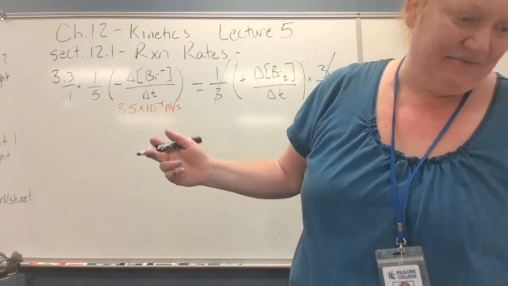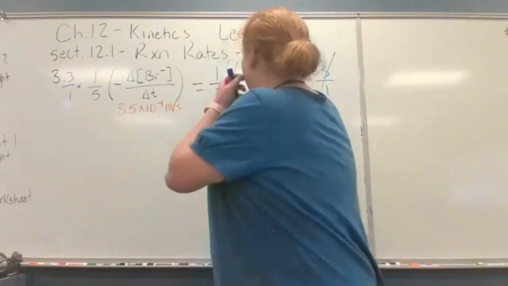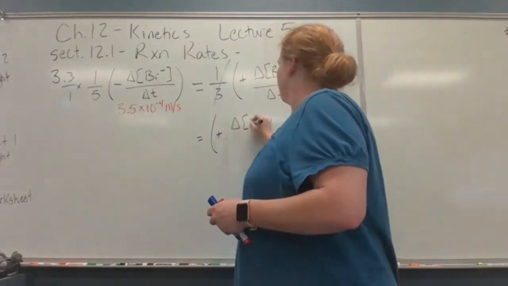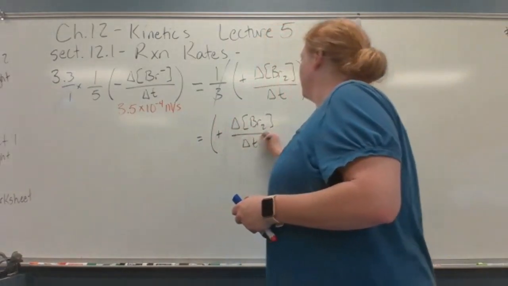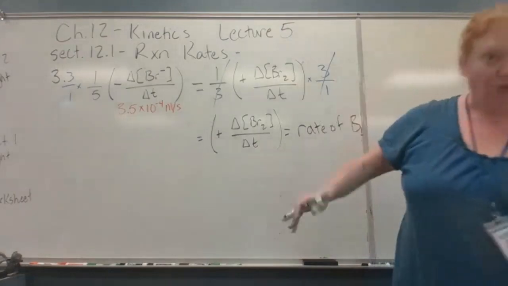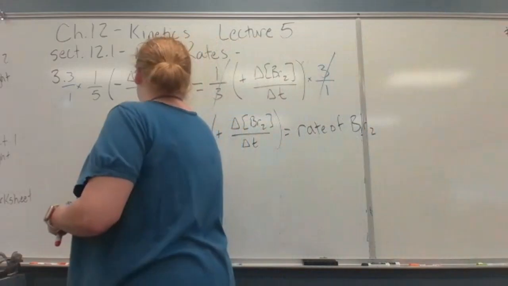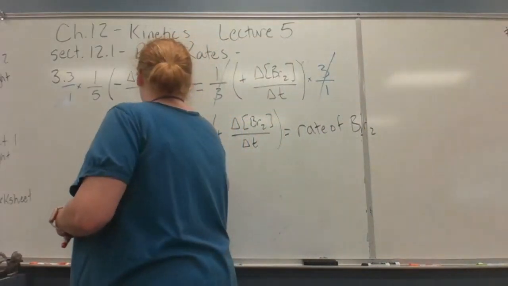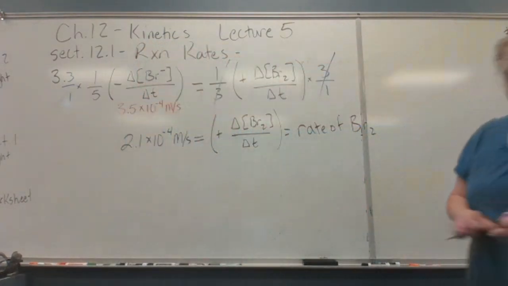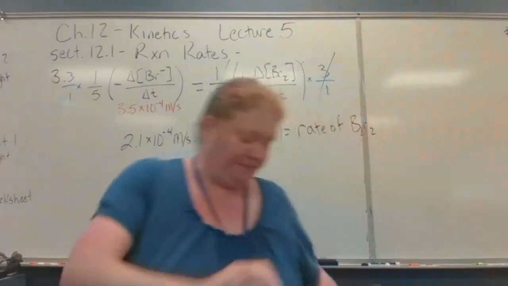So that is what I got. So here is my positive delta Br2 over delta t, which is the rate of formation of Br2. I also got that number. I got 2.1 times 10 to the negative 4 molarity per second. And y'all got that as well, right? Excellent. Perfect. Beautiful.